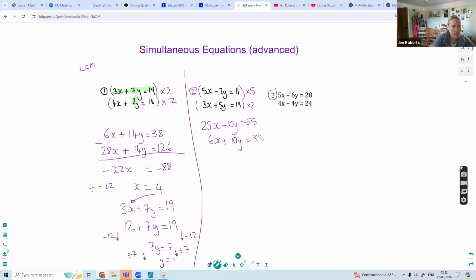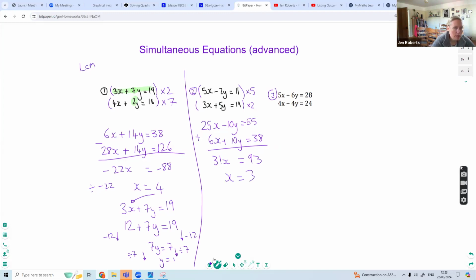So now you need to decide whether you're going to add or subtract your equations. Right, this time, this is the only time when you get an add, when the signs are different. If it's a plus and a minus, we're going to add them. 31x, minus 10 add 10 is 0, it eliminates, disappears. 55 add 38 is 93. Divide both sides by 31, x is 3.